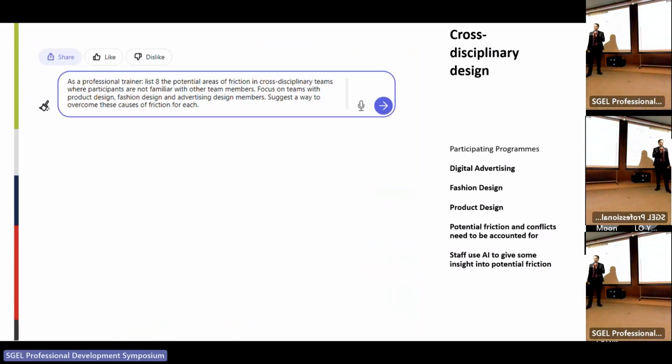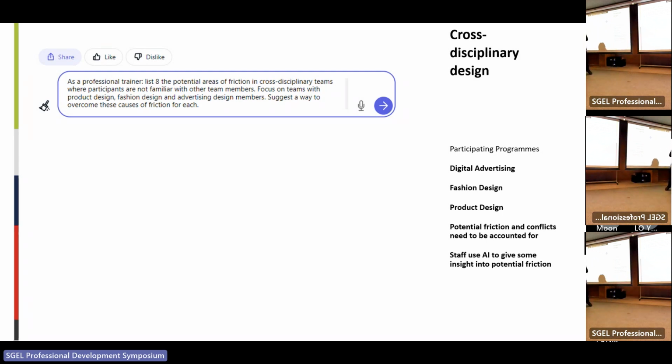So how does ChatGPT, or the chatbots, help here? The teachers realize that most of the learning in this type of project, where you group them all together, is the conflict and the friction that they're going to experience working with each other for whatever reason. And there would be so many reasons. So just to give the teachers a bit of a head start, we asked ChatGPT, what are some potential areas of friction in cross-disciplinary teams where the members don't know each other, and they can focus on product, fashion, and advertising members. Suggest ways to overcome these potential problems and frictions.